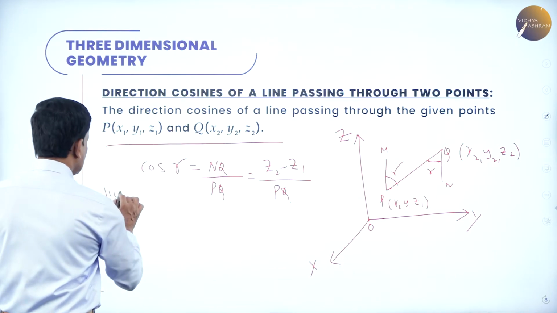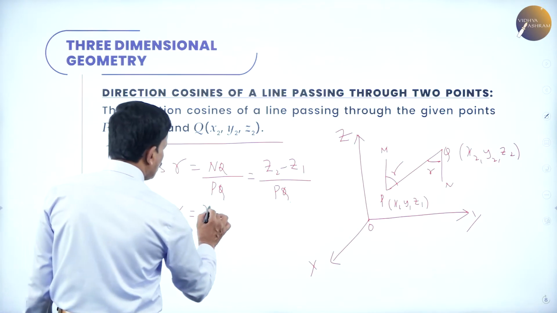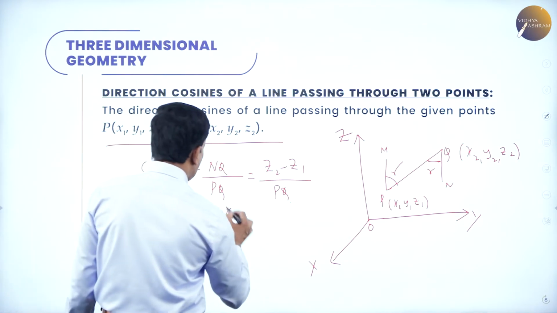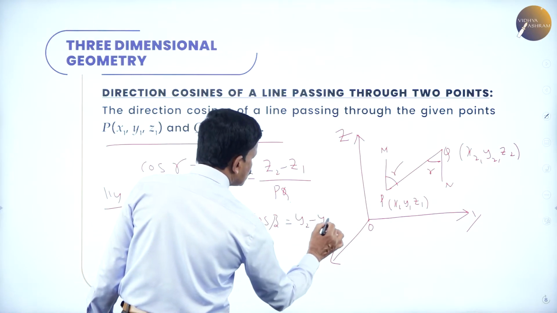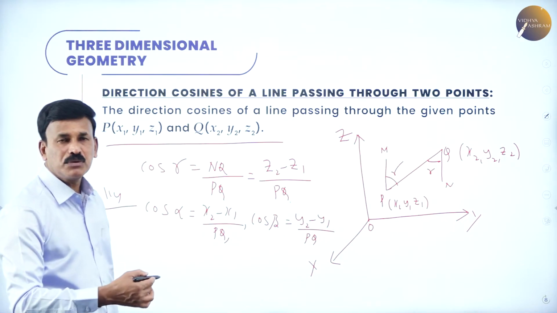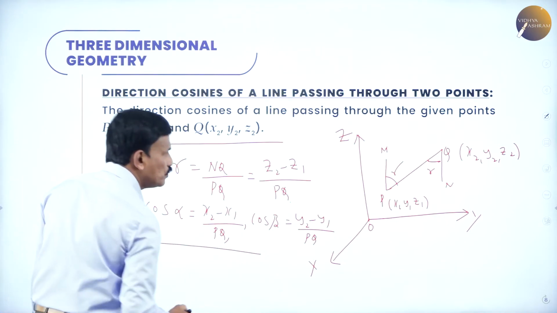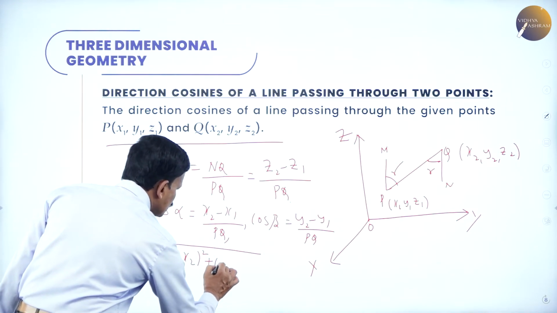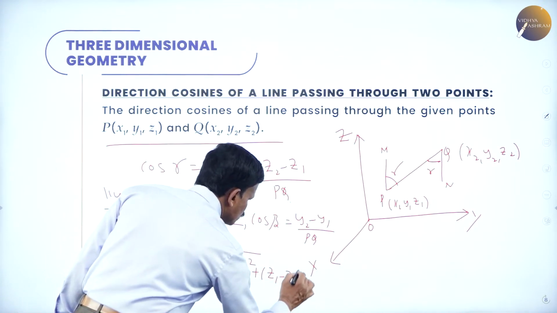Similarly, cos alpha is x2 minus x1 divided by PQ, and cos beta is y2 minus y1 divided by PQ. What is this PQ? PQ is nothing but the distance between the 2 points. So using the distance formula, PQ is equal to root of x1 minus x2 whole square plus y1 minus y2 whole square plus z1 minus z2 whole square.